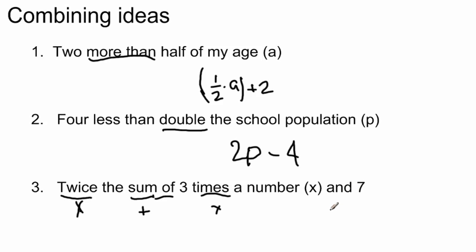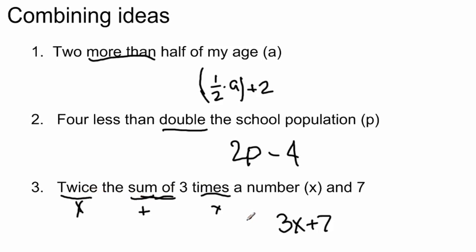So what do you think I'm going to do first? Well, it looks like I've got to figure out what 3 times the number is first. So I'm going to call that 3x. Okay. Then I'm going to figure out the sum of that 3x and 7. So sum is adding. The sum of 3 times the number and 7. Good, I got that one done. And then I'm going to do twice that whole thing.